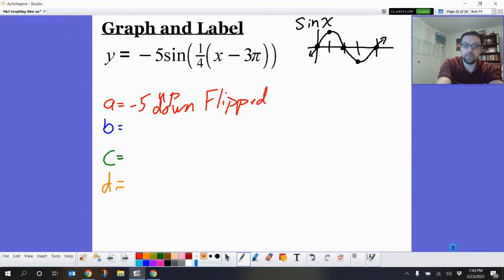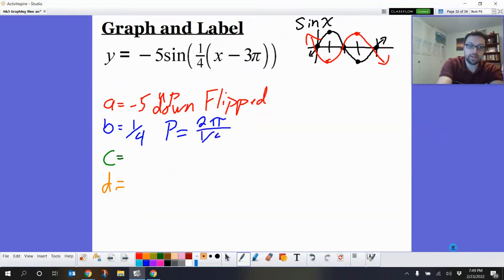So we'll make a little note for ourselves. Flip that thing upside down. It's going to go like that now. Our B value is 1/4, so our period is going to be 2 pi divided by 1/4. Dividing by 1/4 is the same as multiplying by 4, or just multiply the fraction out. You multiply top and bottom by 4, and you get 8 pi.